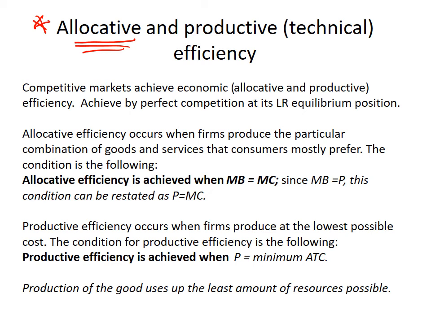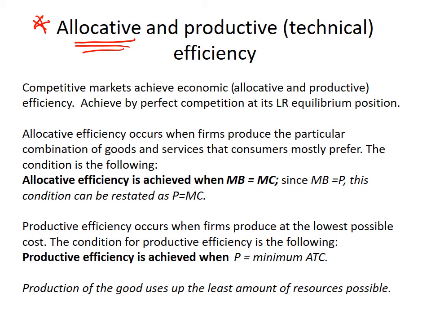Allocative efficiency occurs when firms produce the particular combination of goods and services that consumers mostly prefer. So, if you remember the cleaning up the beach activity, you told me at some point to stop because the costs were going to exceed the benefits, or the marginal cost for cleaning up one more unit would exceed the marginal benefit for cleaning up one more unit.